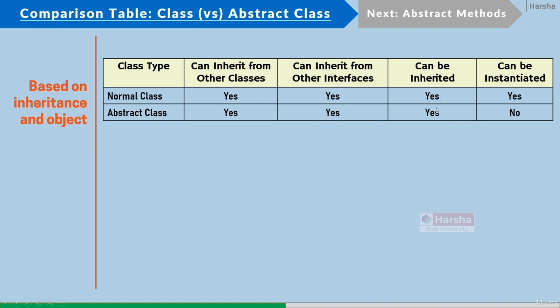Both normal class and abstract class can be inherited. That means you can create the child classes based on either normal class or abstract class. But the difference is, you can't create object of the abstract class.